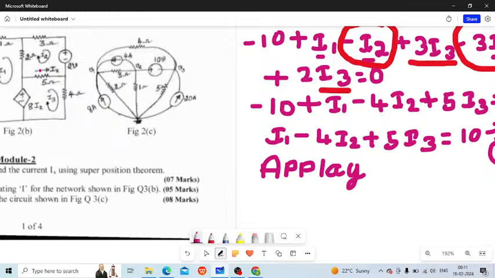Then second thing, you're supposed to write the super mesh diagram, and then you're supposed to apply KVL to the super mesh, right? I told you need to mark the meshes. I'm not marking it here. It is you who have to mark it, right? You have to mark the meshes so that when the evaluator sees the name of the meshes, he'll get to know easily what mesh you are using. Okay, that is one important thing, right? I hope you got my point.